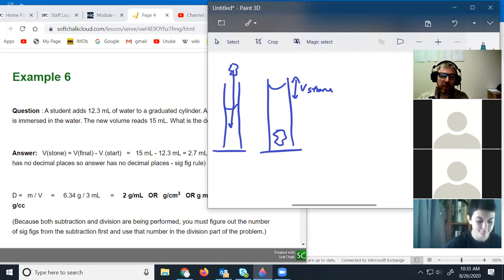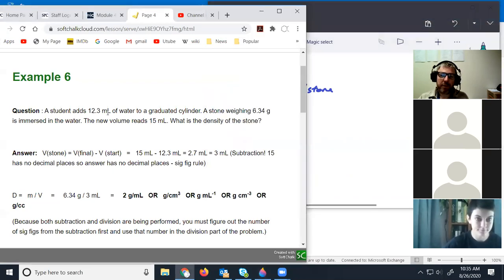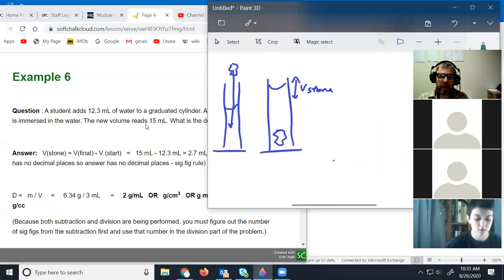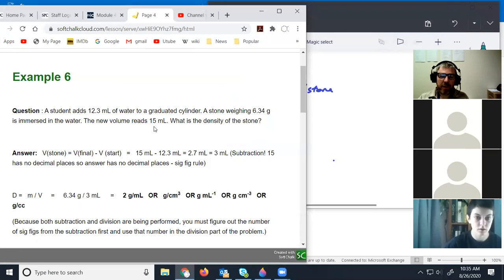So if you're given something like this, 12.3 mils of water in the graduated cylinder, so that would be the situation here, 12.3 mils. And then, for some reason, we don't see the graduations, and it comes out to be 15 mils. So this is actually a less accurate number. The new volume reads 15 mils. What's the density of the stone? So we do what you'd expect to do. We do volume final minus volume start, 15 minus 12.3.